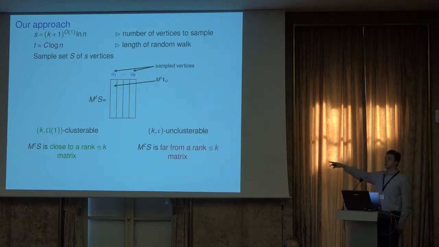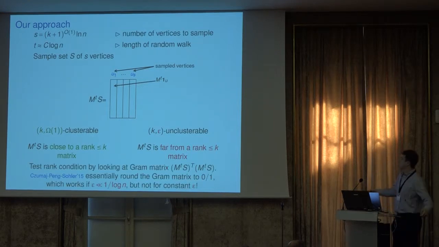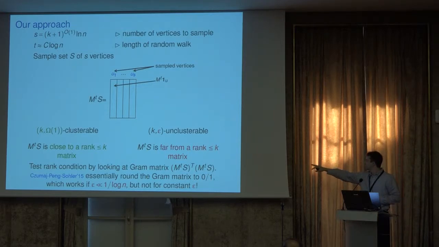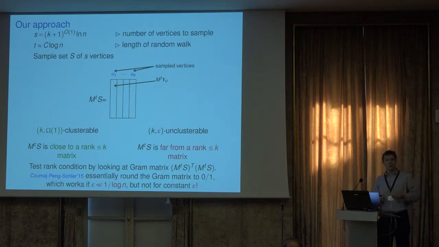All right, so how does one test such a condition? Well, a very natural approach is to look at this matrix M^t times S and consider the Gram matrix and compute the k plus first eigenvalue. This will tell us whether or not the matrix is close to rank k or not. And this is exactly what we will do. Now, at this point, it's interesting to note that the result of Chumai, Peng, and Zoller can essentially be viewed as the following approach. You still look at the matrix of random walk distributions, but then when you look at the Gram matrix, you round this matrix to 0 or 1, according to a certain threshold. And this turns out to work if epsilon, the sparsity, is much smaller than 1 over log n, the length of your random walks, but it does not work for constant epsilon.